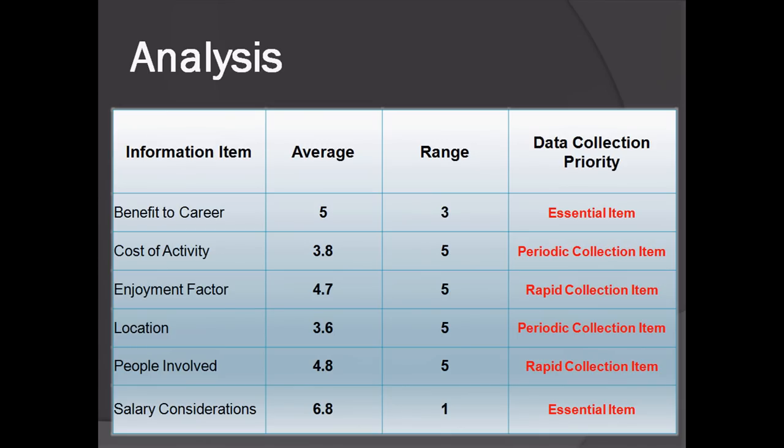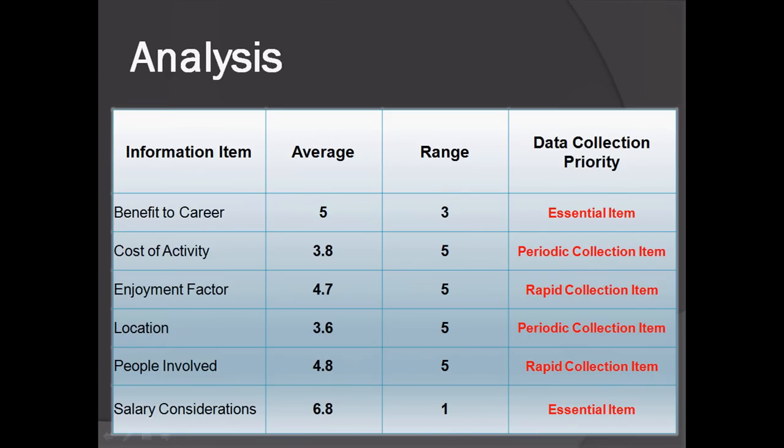A high average rating and a small range would make the information item an essential item. Data for essential items should be collected immediately. A high average rating but a wide range across the issues marks the information item as a rapid collection item. Action is not required, but one should begin planning for data collection.